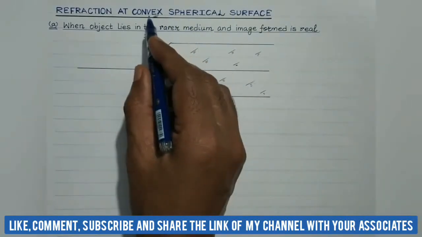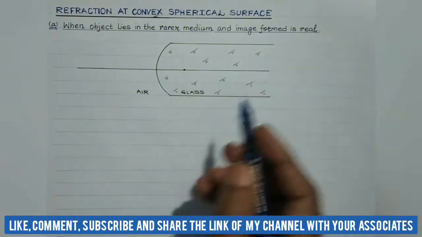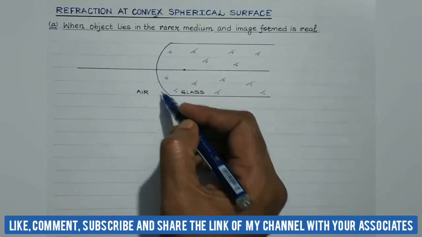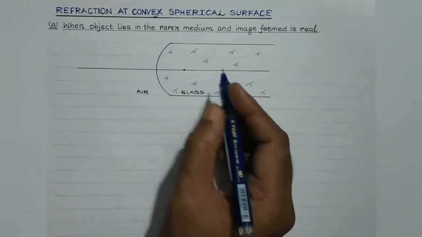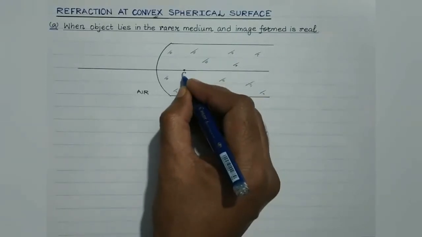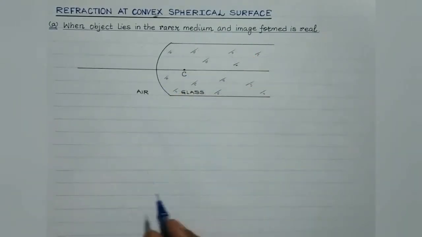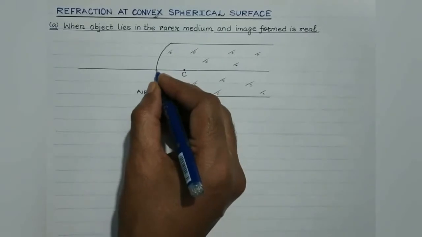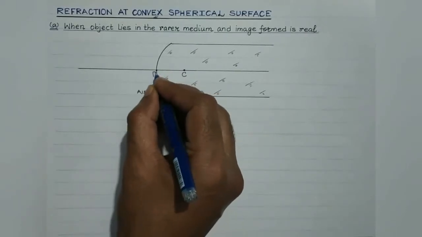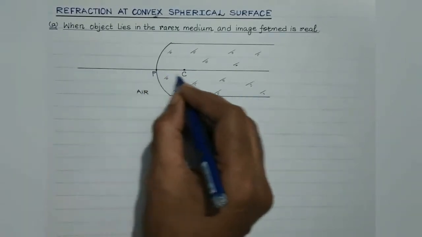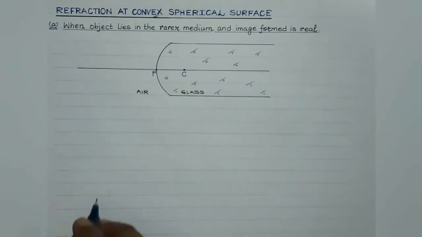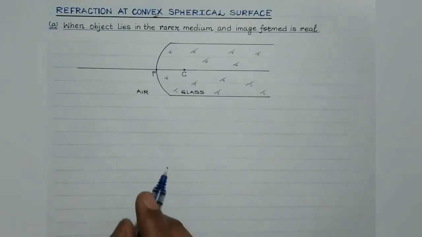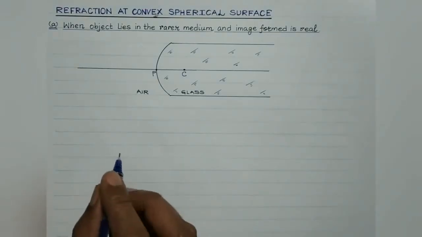So as we are already aware, convex spherical surface means it is that type of spherical refracting surface whose convex portion is towards the rarer medium, right? And its center of curvature, this is center of curvature, it lies in the denser medium. This you are aware, students, it is known as the pole, right? And the line joining the pole and the center of curvature, this is known as the principal axis. Clear, students? So let's start with the article by drawing the ray diagram first.